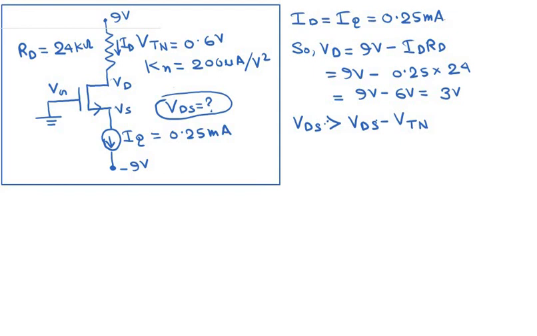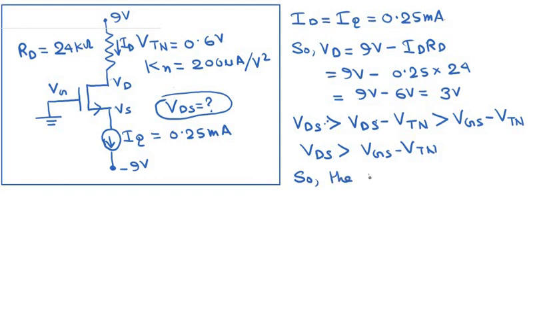Okay, so VDS is greater than VDS minus VTN, which is greater than VGS minus VTN. So we arrive at this conclusion that VDS is greater than VGS minus VTN, because this VD over here is greater than VG. VD is 3 volts and VG is 0 volts. So the MOS must be operating in saturation.